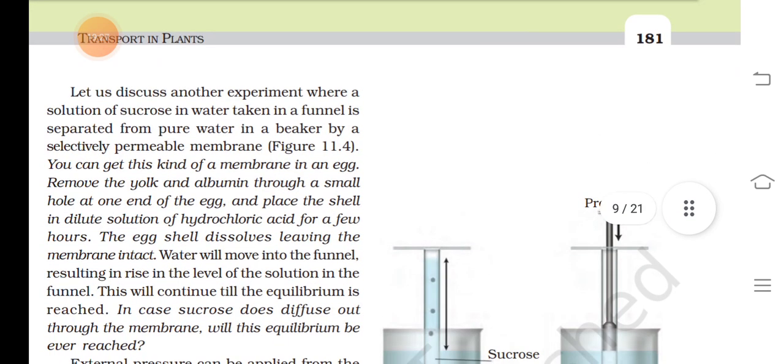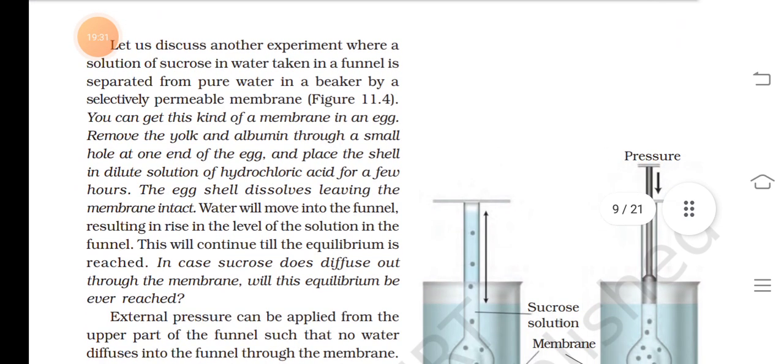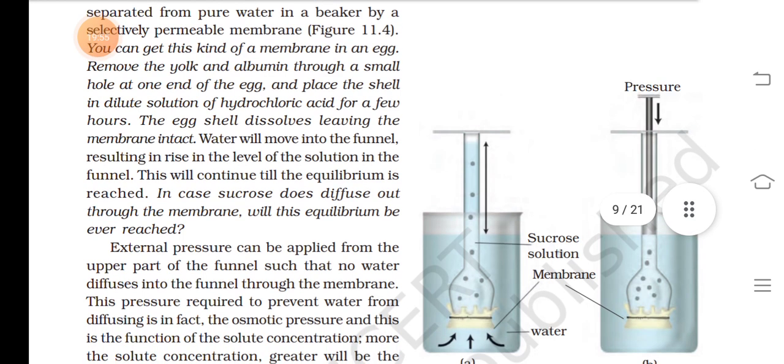Let us discuss another experiment where a solution of sucrose in water taken in a funnel is separated from pure water in a beaker by a selectively permeable membrane. You can get this kind of membrane in an egg. Remove the yolk and the albumin through a small hole at one end of the egg and place the cell in a dilute solution of hydrochloric acid for a few hours. The egg cell dissolves, leaving the membrane intact.